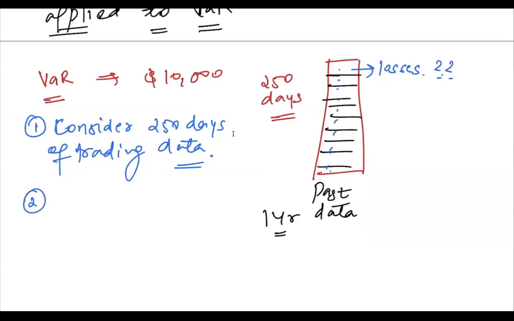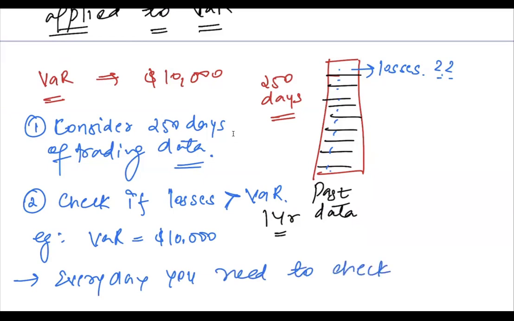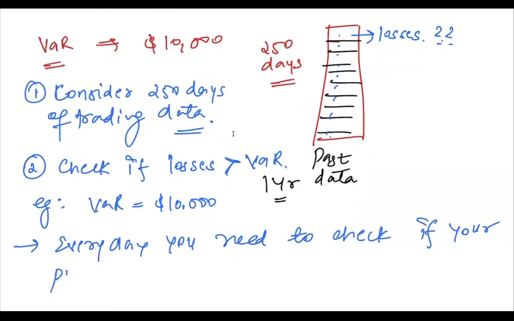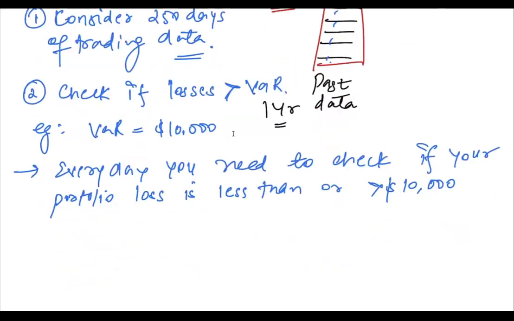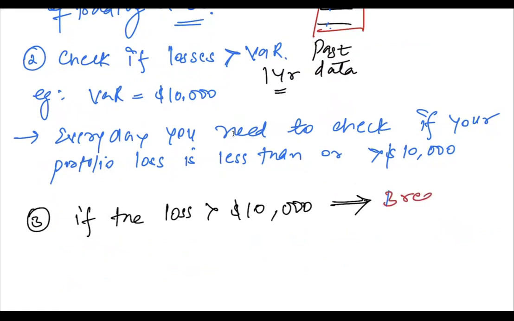The second thing is to check if the losses are greater than the value at risk number. For example, let's say your value at risk number is $10,000. Every day you need to check if your portfolio loss is less than or greater than $10,000. If the loss is greater than $10,000, then you will call this a breach, or you can say a violation.